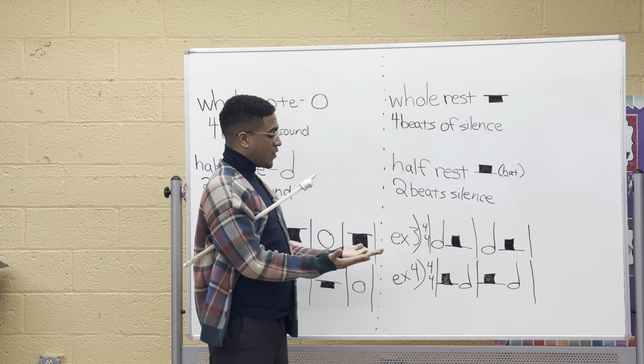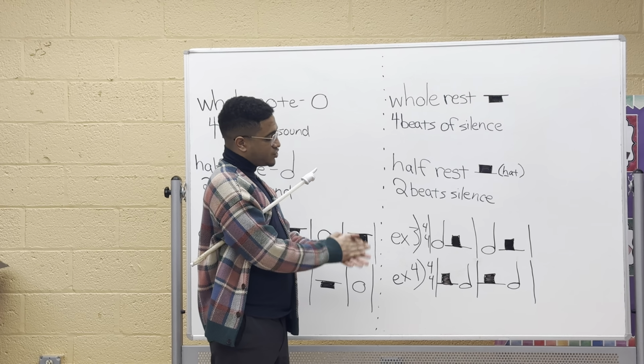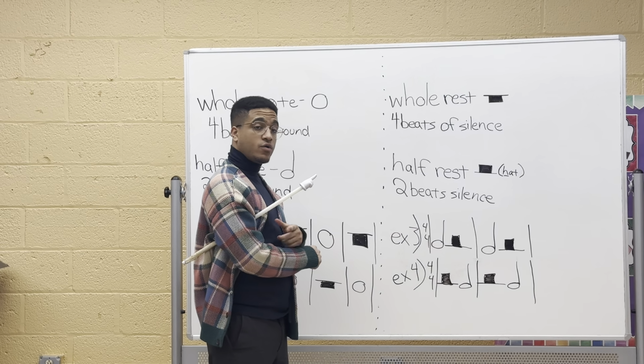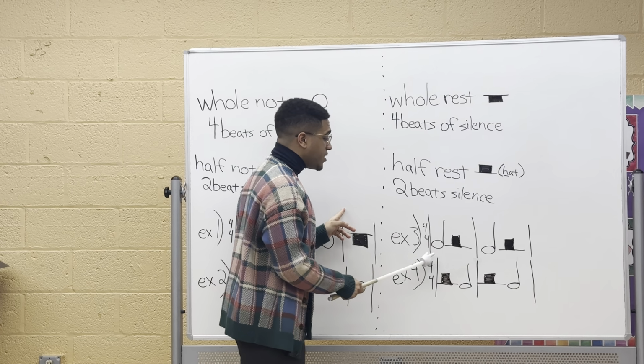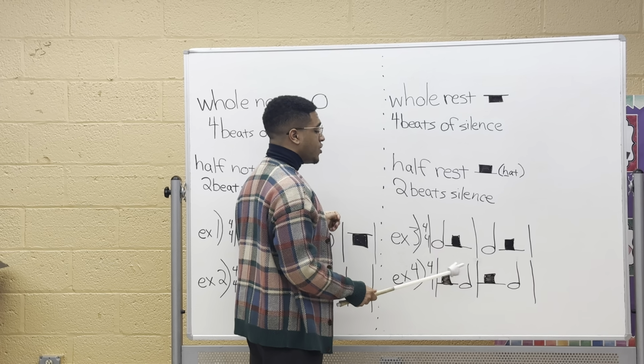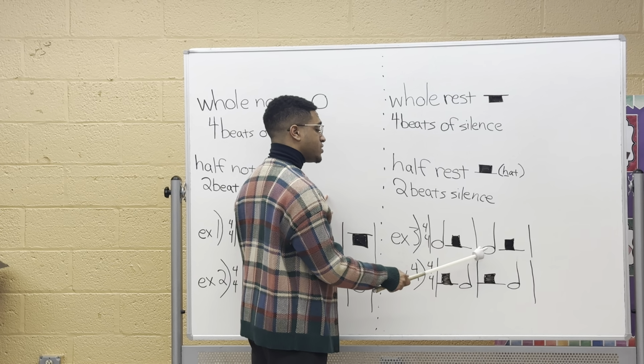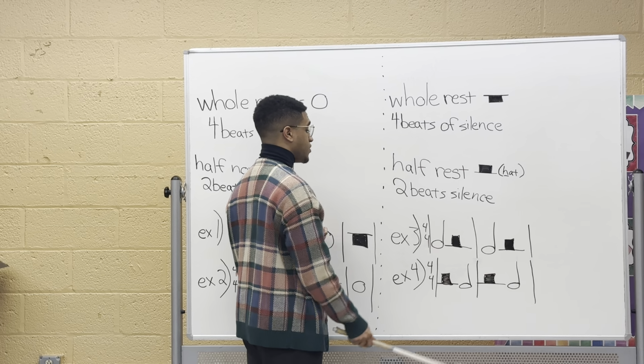1, 2, rest, rest. 1, 2, rest, rest. Okay? So that would be for number 3. Okay? We have the 1, 2, rest, rest. 1, 2, rest, rest. Okay?